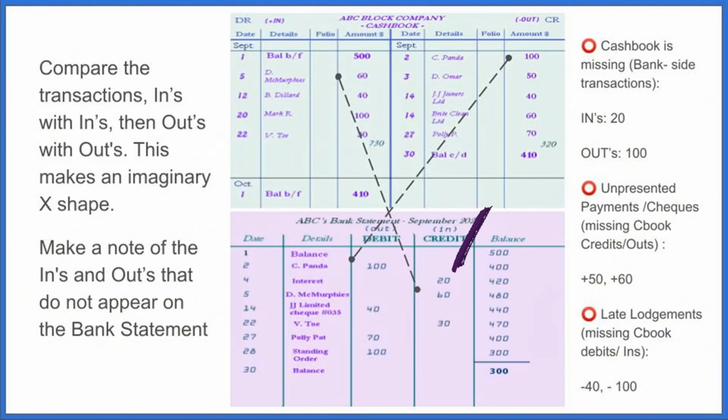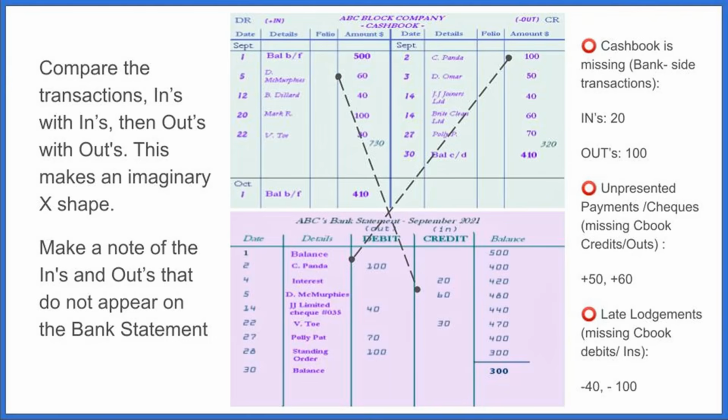We're going to say that this 20 is going to be in this little area up here, and we're going to record that as an in that we need to update our cash book with, right? So that's going in the little in section, 20. Alright, then we do the other side of the book.